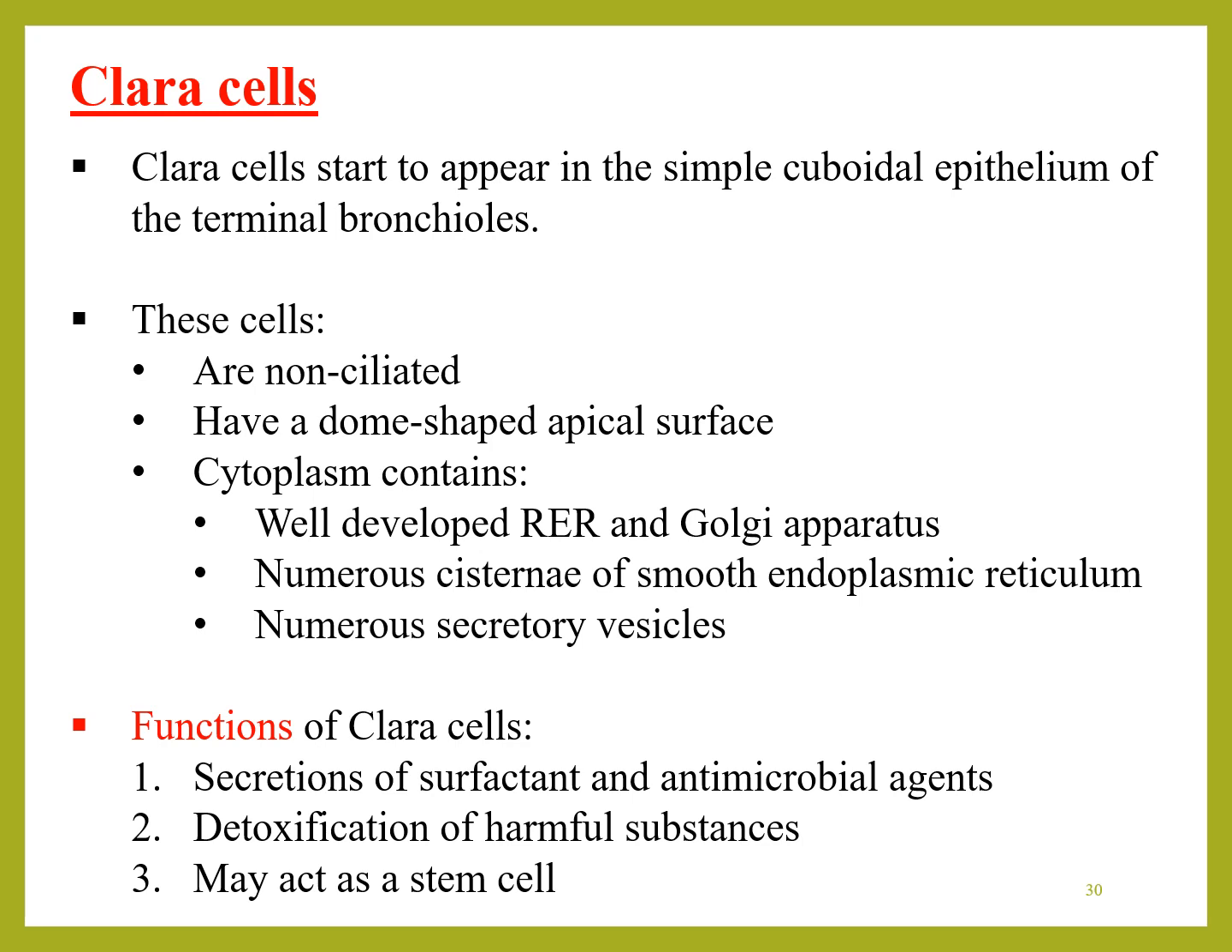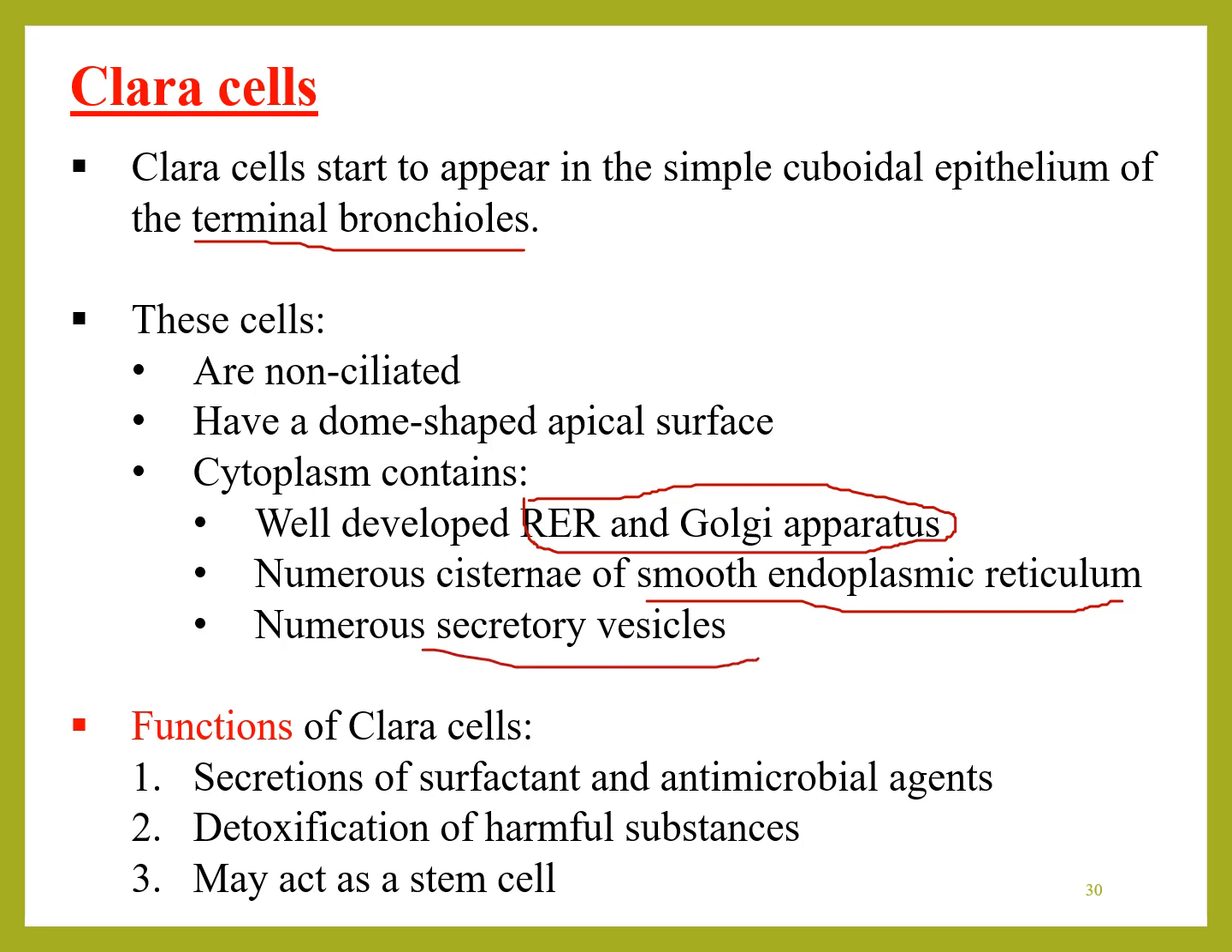Now we have a very important cell in the respiratory system, which is called Clara cells. Clara cells start to appear in the simple cuboidal epithelium of the terminal bronchioles. These cells are non-ciliated, they are dome-shaped, and the cytoplasm contains rough endoplasmic reticulum and Golgi apparatus, numerous cisternae of smooth endoplasmic reticulum, and numerous secretory vesicles. Because they have rough endoplasmic reticulum and Golgi, they synthesize proteins. They have smooth endoplasmic reticulum, so they could be involved in detoxification, and they have secretory vesicles, so they secrete various substances.